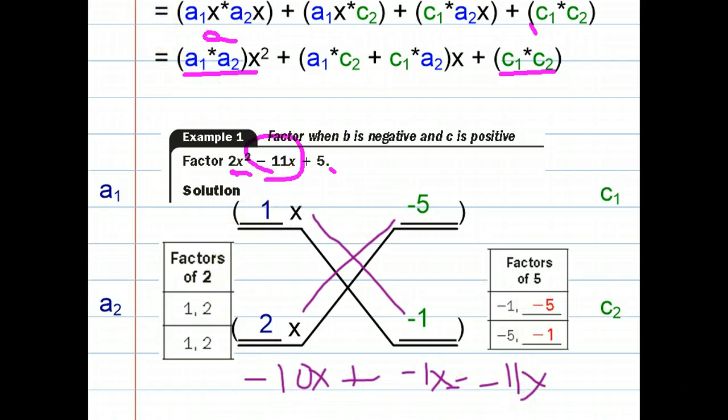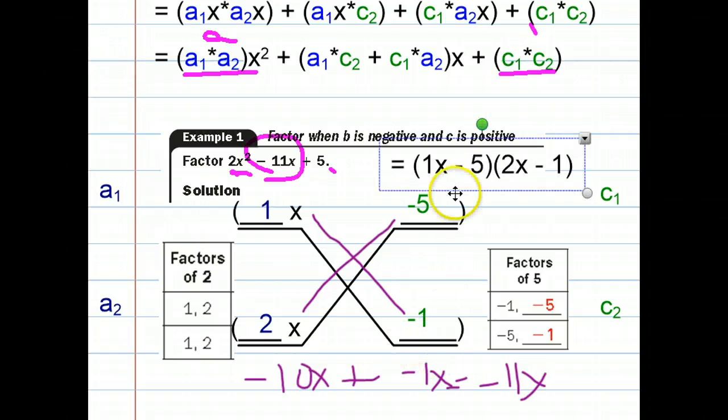And so this is my final answer, as you can see. We can test it out by multiplying it out, and we'll end up with this answer. Okay, let's try another one.